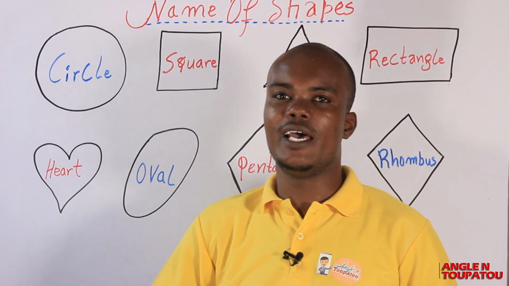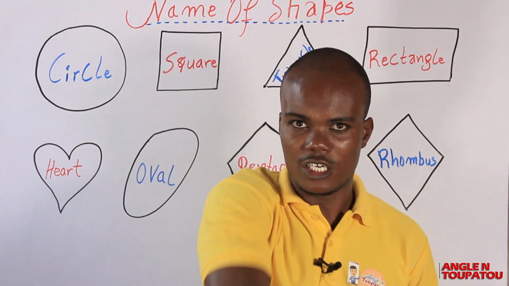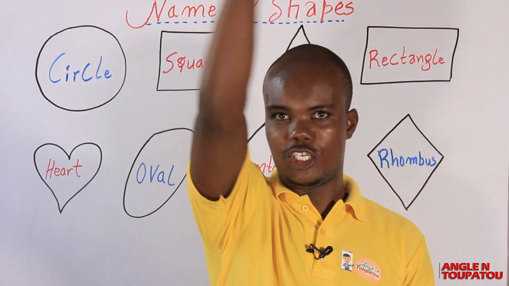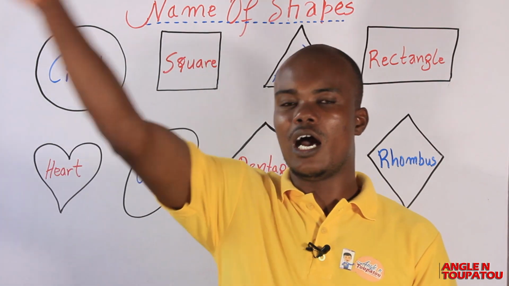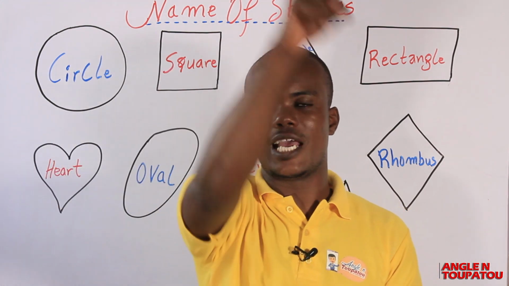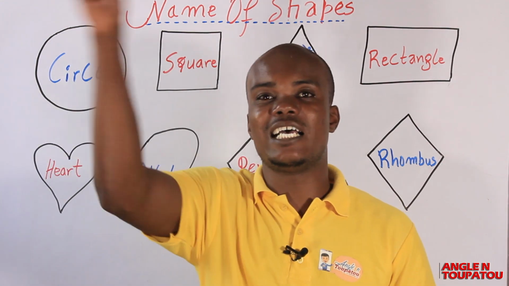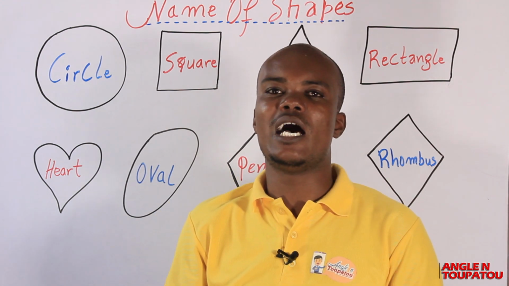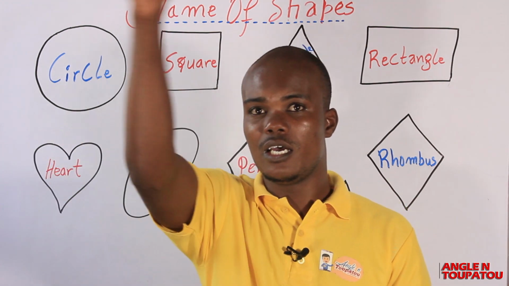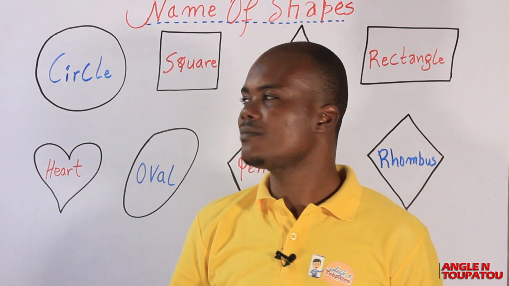This shape is, you know, you do it like this. This shape. Now, I am tracing this shape. To trace signifie tracer. I am tracing this shape.